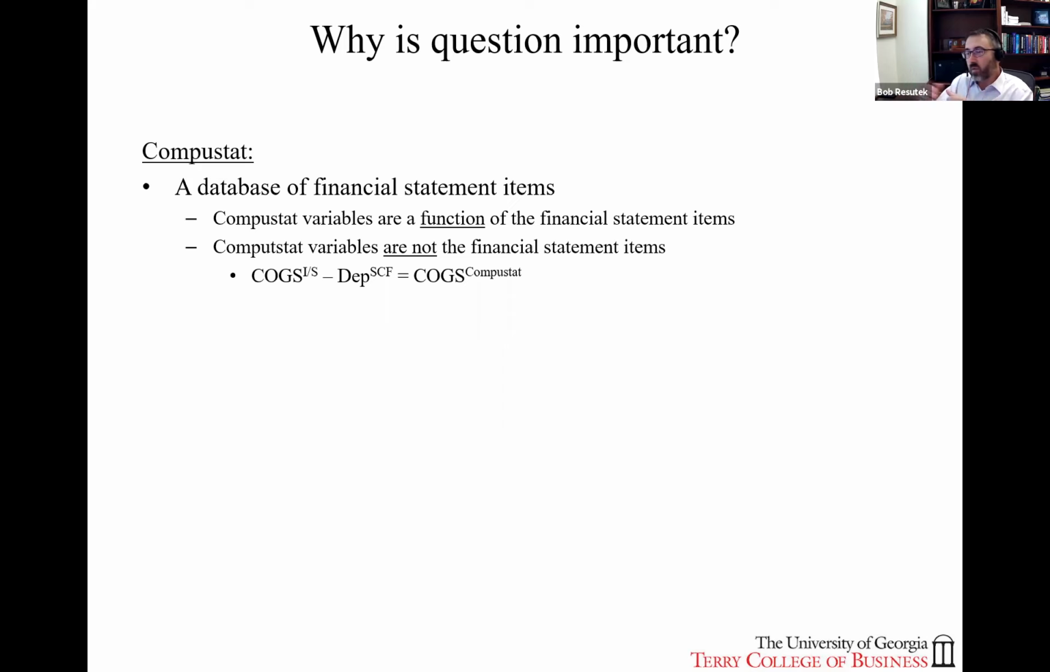Okay, and so certain items that we see in CompuStat, if we go back to the old ones, old people like me remember, data 6, data 1. Data 6 was total assets. Total assets in CompuStat equals total assets on the balance sheet. Sales on the income statement equals sales in CompuStat. But many items are not.